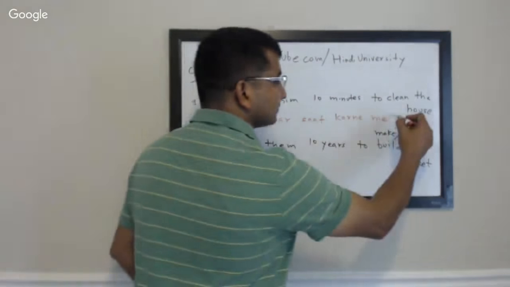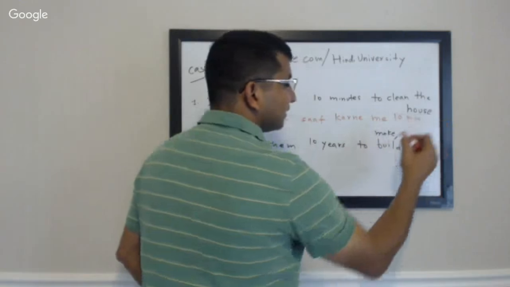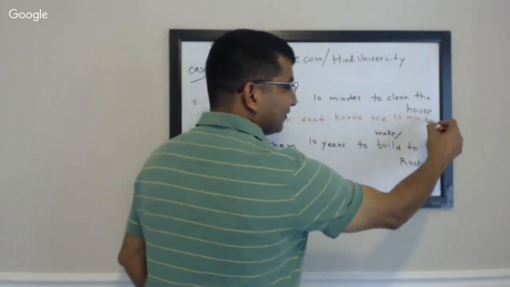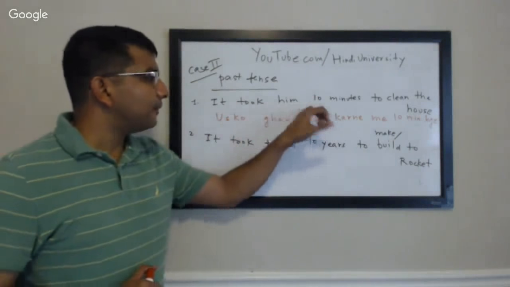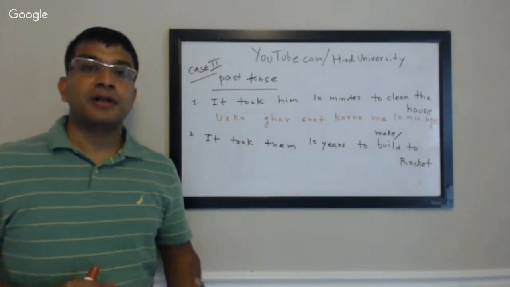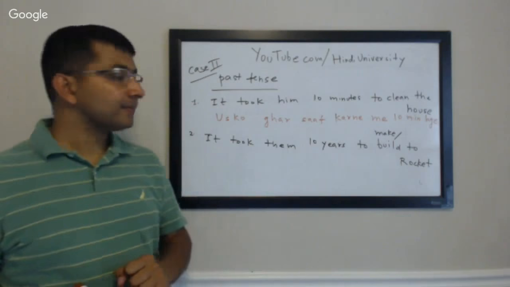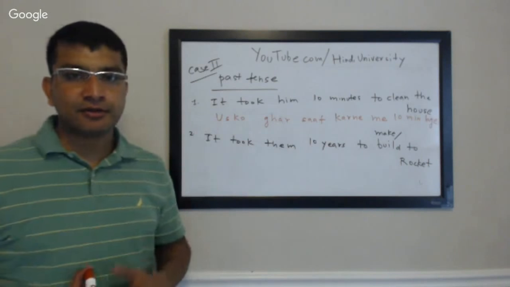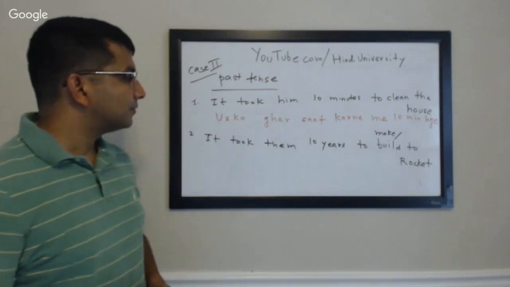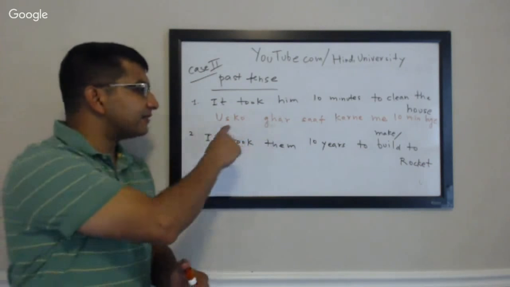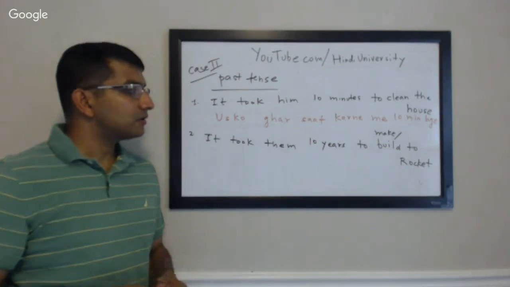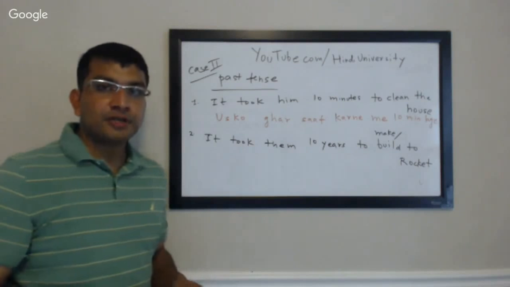And then the 10 minutes lage. Very good. So read the entire sentence again. Usko ghar saaf karne mein 10 minute lage. Okay. Now I want you to make variations. Instead of him, what if it is her, or what if it is me, or what if it is them? So make variations and say the same sentence with different pronouns. So Usko, or Mujko, Mujhe. Say the entire sentence. Mujko ghar saaf karne mein 10 minute lage. Okay, so it took me 10 minutes to clean the house.